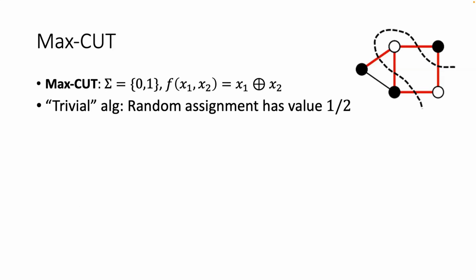There's a quote unquote trivial algorithm for this problem. It's trivial because you can get an estimate for the value of a max cut instance without even looking at the instance. For every max cut instance, you can calculate using linearity of expectation that a random assignment in expectation will cut half the edges, will satisfy half the constraints. So every instance has value at least half. If you're trying to estimate the value of an instance, you can just output half as your estimate. That's trivial because you're not even looking at the instance at all. And the question is, can you do any better than that?